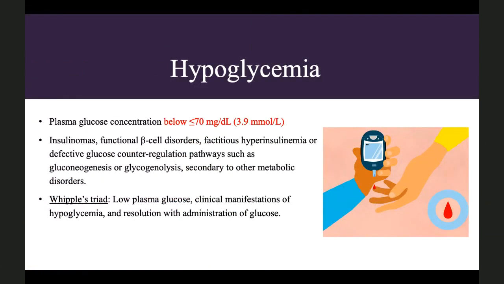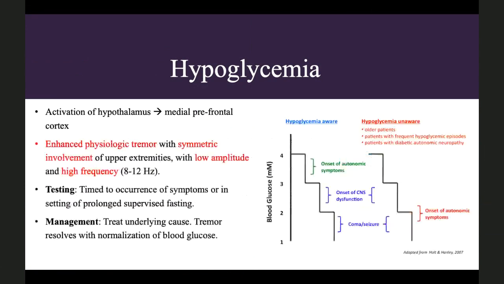So moving over to our different types of neurometabolic tremors, number one, hypoglycemia, which is very commonly encountered, defined as plasma glucose less than 70. It can occur with insulinomas, functional beta cell disorders, factitious hyperinsulinemia, or any defect in the glucose counterregulation pathways. Clinically, it's identified by what's known as the Whipple's triad with a low plasma glucose, and then clinical manifestations of hypoglycemia, which resolve with administration of glucose.